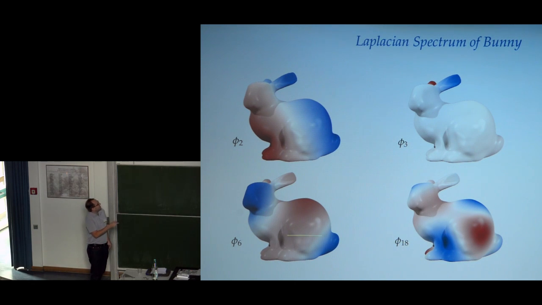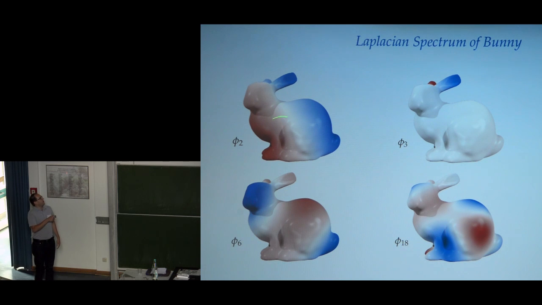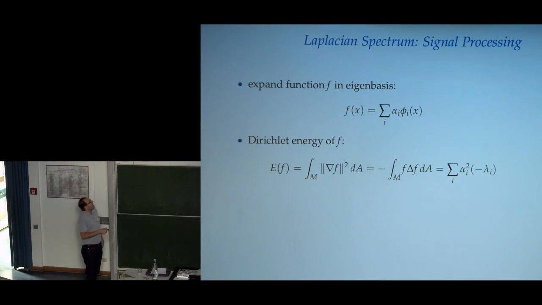And as you keep increasing the eigenvalue, the eigenfunctions become more and more high frequency. You get more and more changes of sign. So here you only had one change of sign around the middle of the bunny, negative and positive. And here you have lots of regions with sign changes. If you have any function on the bunny, you can express that function as a sum of a bunch of these eigenfunctions, just like you express a function on the 1D segment as a bunch of cosines.